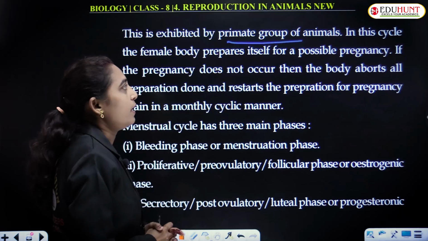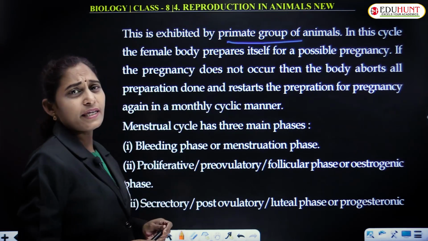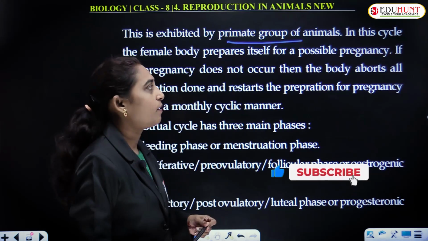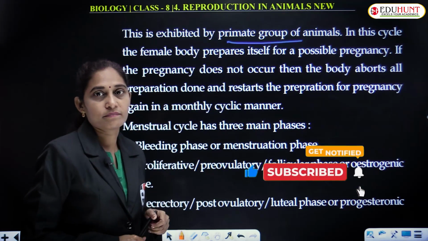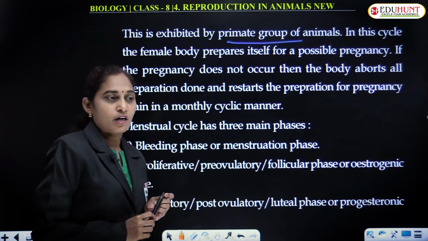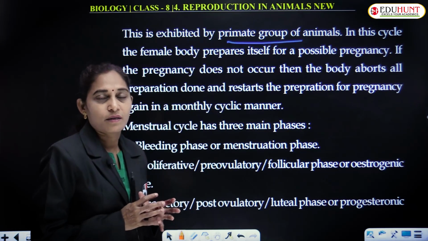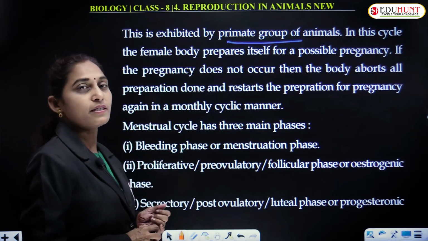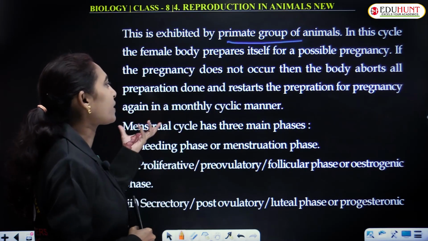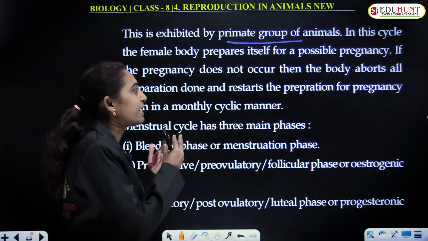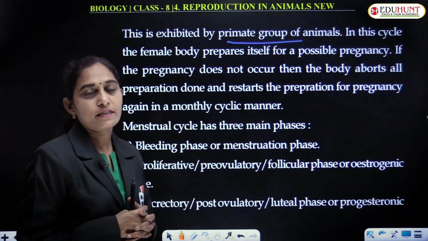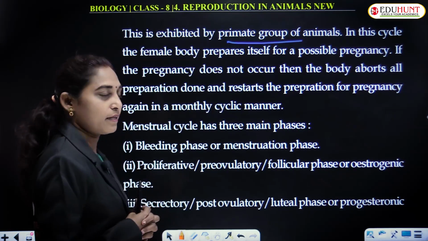Mammals only. And in this cycle, the female body prepares itself for a possible pregnancy. అంతే కదా, చేంజెస్ అన్నీ కూడా దే లీడ్ టు బేర్ ద pregnancy. If the pregnancy does not occur, then the body aborts all the preparation done and restarts the preparation for pregnancy again in the monthly cyclic manner.